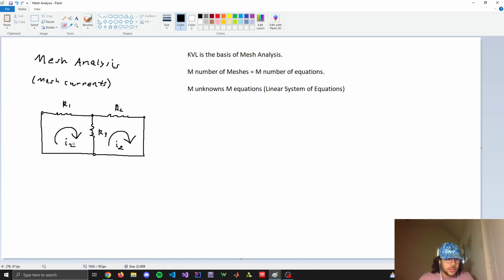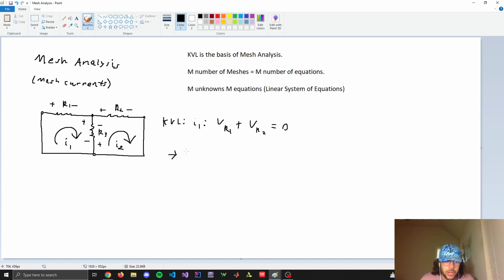Oops, I put I2, I2, I2, sorry, this is I1. So what you're doing in mesh analysis is writing a KVL like this. So how you write these equations is you write a KVL. With this KVL, for I1, it's going to be the voltage drop across the first resistor plus the voltage drop across the second resistor equals 0. And then you write them in terms of currents.